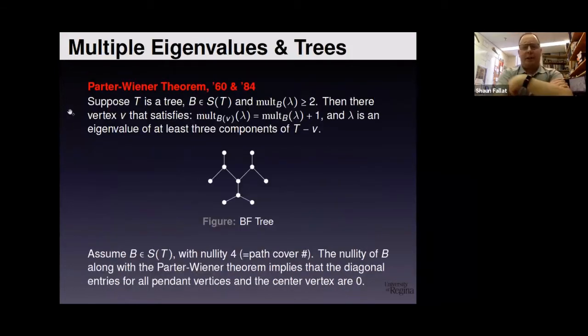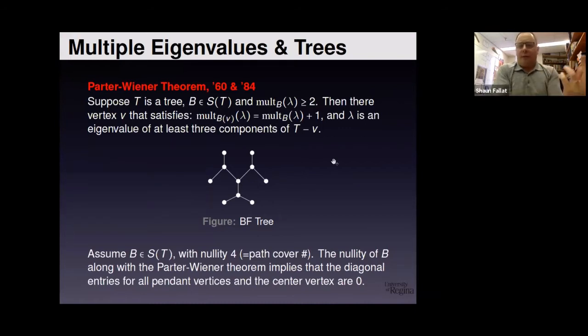I'll mention in the context of multiple eigenvalues some results here, first due to Parter and then Wiener a little bit later. And this is in the context of a tree. And so it says, suppose T is a tree, and you take some matrix B in S of T, so some real symmetric matrix whose graph is the tree T. And suppose that symmetric matrix has a multiple eigenvalue. So the multiplicity of lambda, this is the notation for multiplicity, is at least 2.